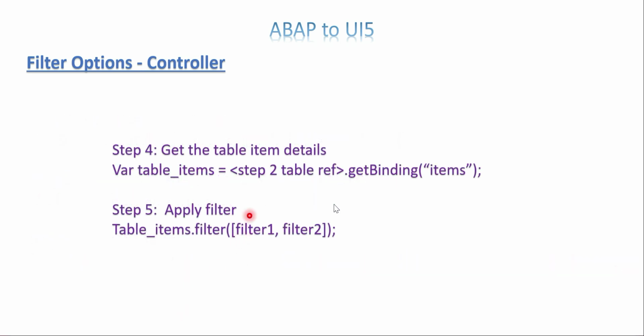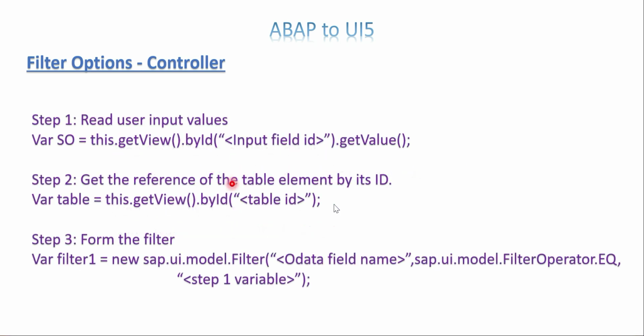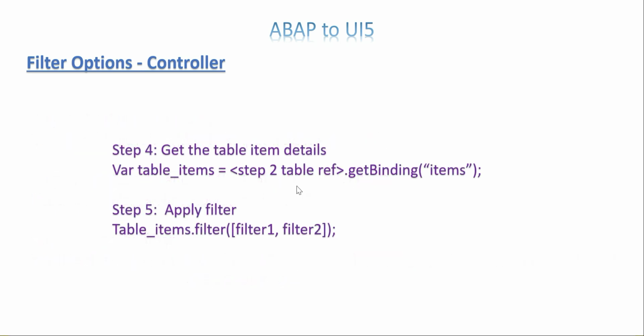And then get the table item details. Any component has an aggregation, and the table also has an aggregation, which is normally items. It's hardcoded in the sense that by default you have a name called items only. So you're going to take that reference also. Step two, table reference. We already created a table variable reference, so with the help of that, you get the reference using the get binding method. So get binding of items.